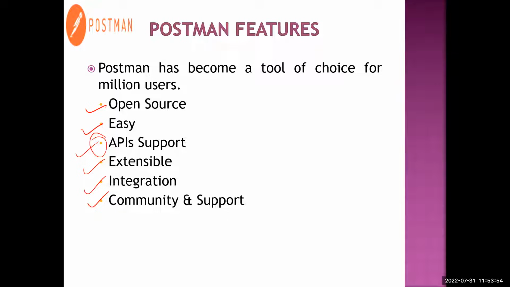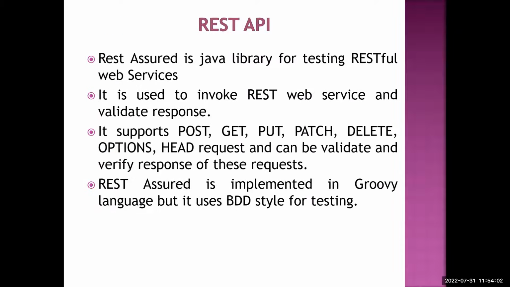And we can use Postman only for manual testing purposes. In this way, we are able to test all the requests, all the APIs manually. Now the main point: what is meant by REST API? Because REST Assured is actually a Java library for testing REST APIs or RESTful web services.